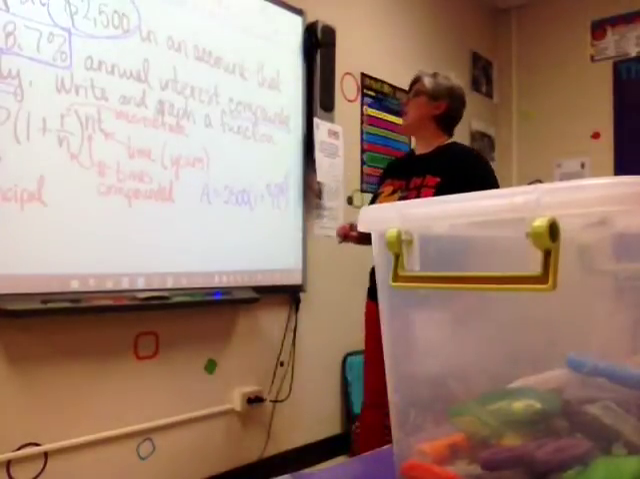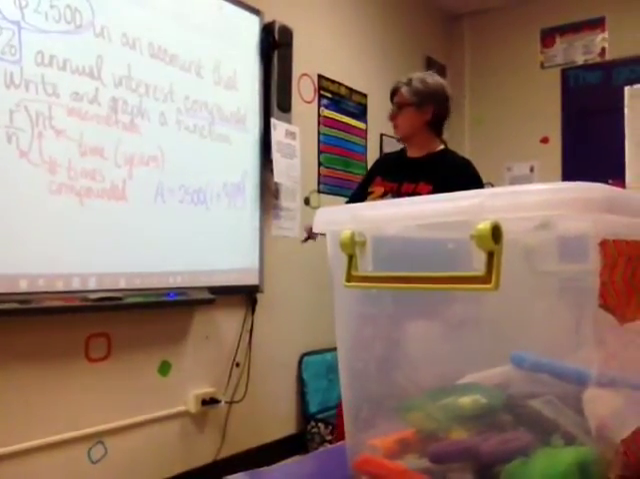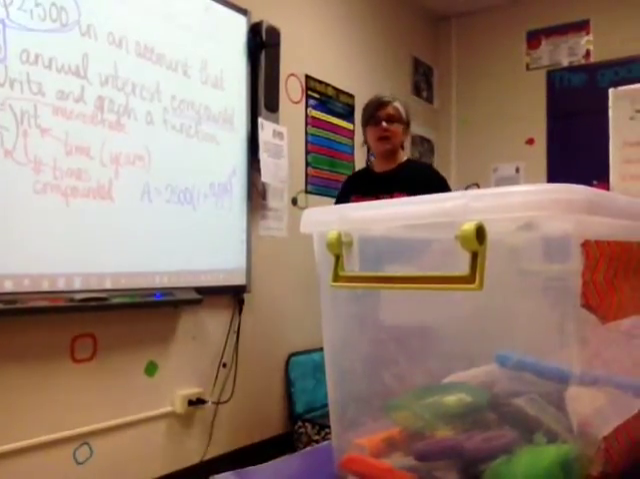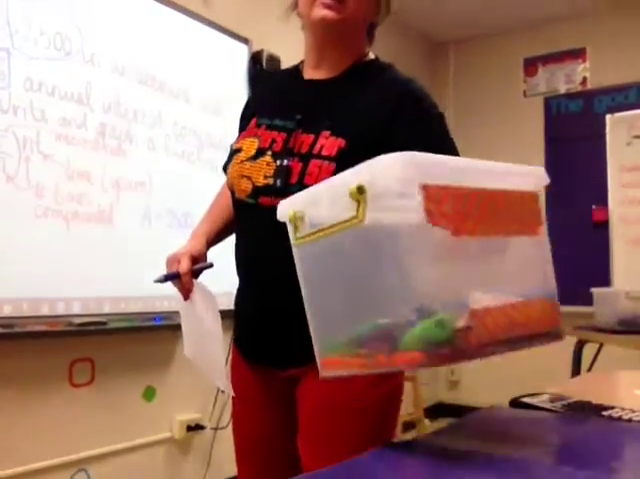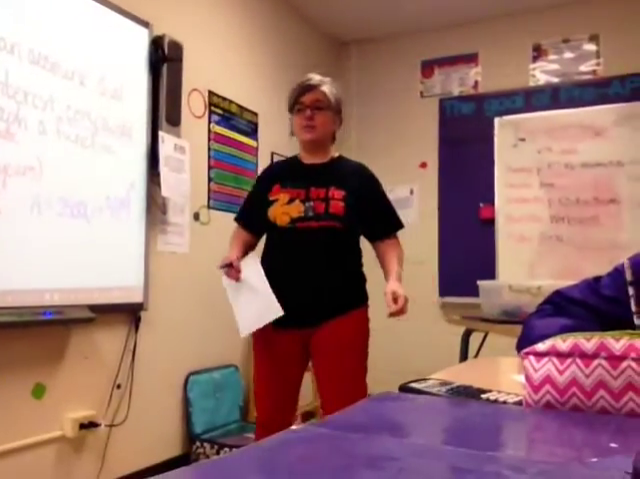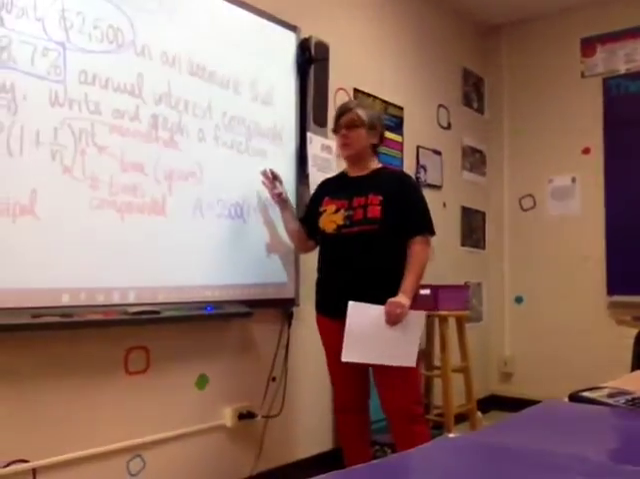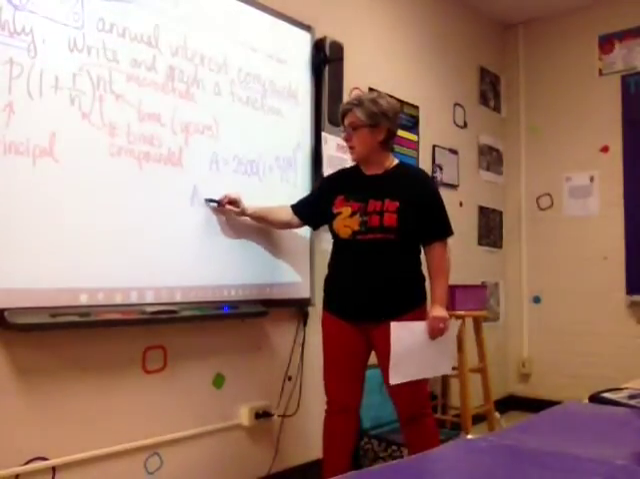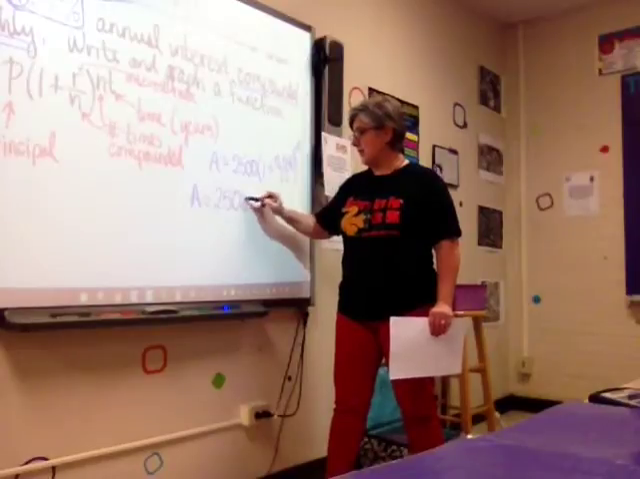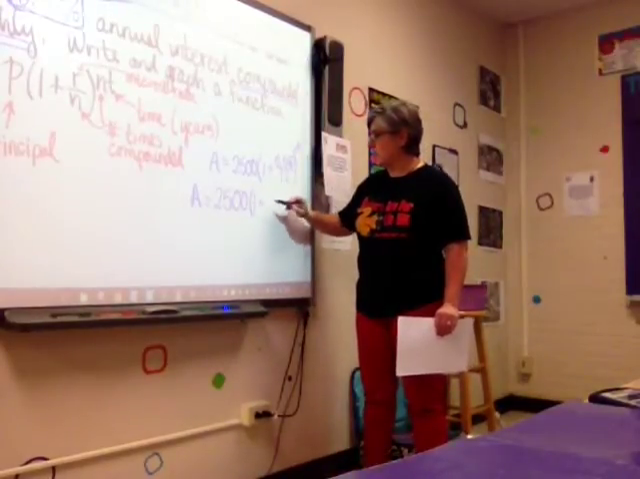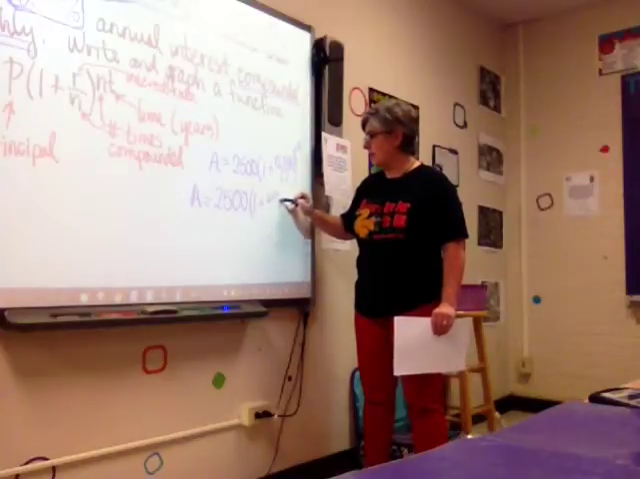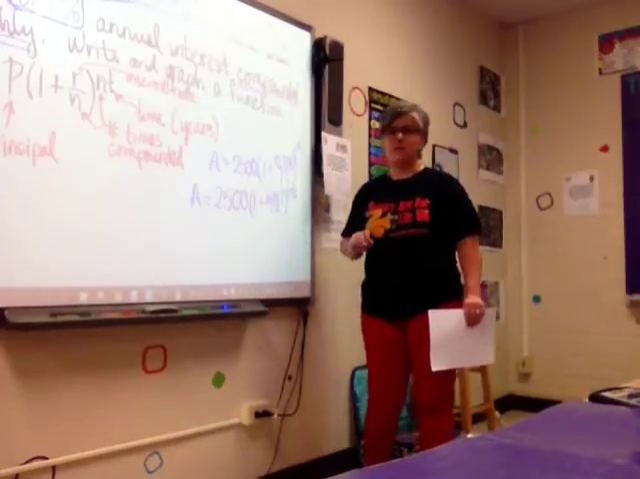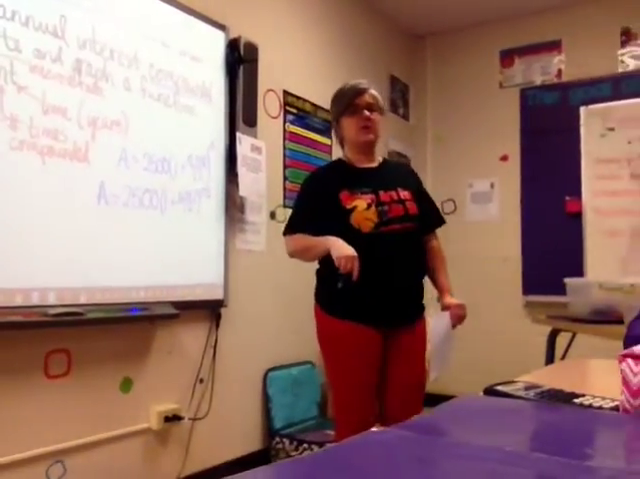The time here is T. It did not give us a specific time. And remember, when we write a function, we still have variables in it. Like if I was writing the equation of a line, I would still have x and y in that. So I'm going to leave the T in there. Now I'm going to go ahead and simplify that a little bit. A equals 2,500 times (1 plus 0.087 over 12) to the 12t power. That's the function that I'm supposed to write.